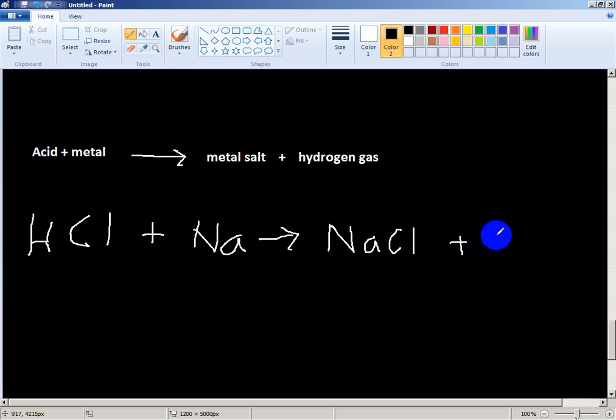Hydrogen gas is H2. So this reaction is not balanced. Hydrogen here is 2, here hydrogen is 1. So I should put a coefficient 2 here for hydrogen. Now chlorine becomes 2, so I put 2 here. Chlorine is balanced. Now for sodium, I put 2 here to balance. This is the reaction: when acid reacts with metal, it forms metal salt and hydrogen.